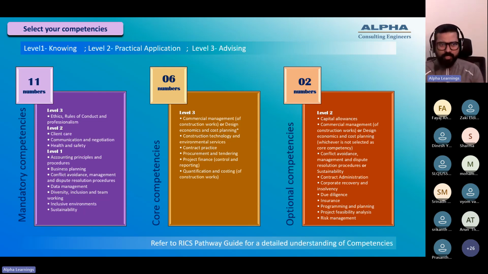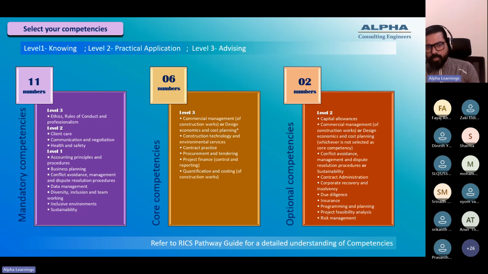You have to learn these 11 competencies. Then in quantity surveying, we have some core competencies, like 6 core competencies. Core competencies are the technical competencies specific to that pathway. Now, these core competencies and optional competencies differ according to the pathway.